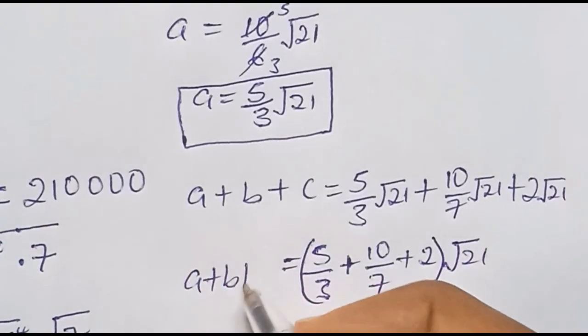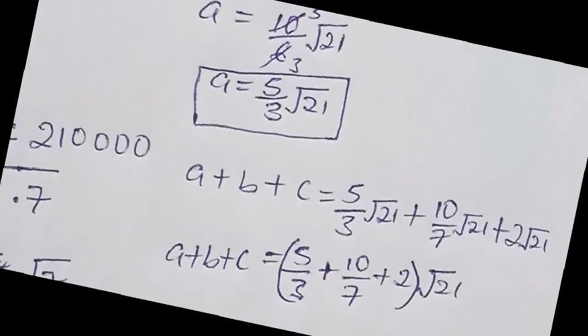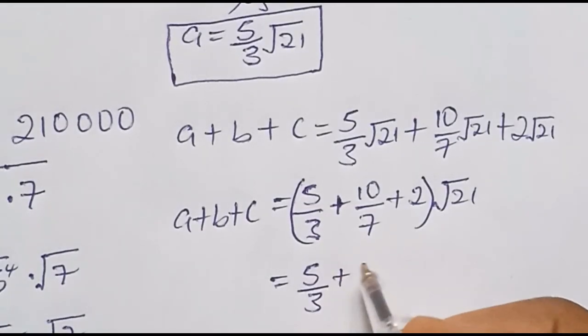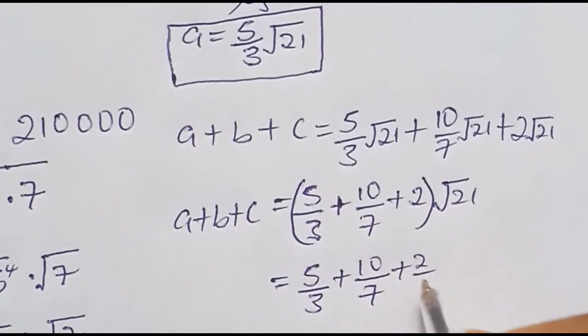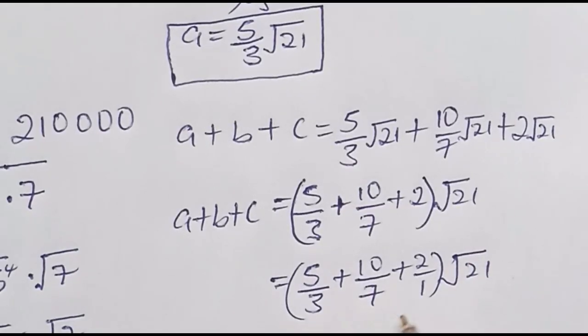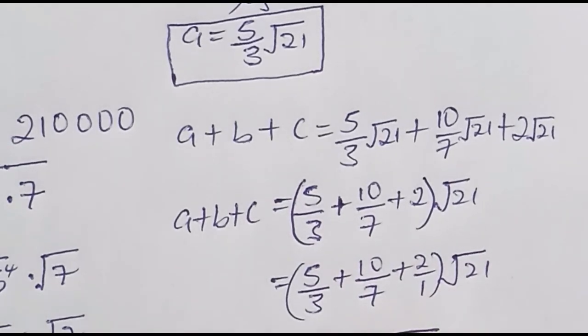A plus B plus C. So if I simplify this, I will have 5/3 plus 10/7 plus 2/1, square root of 21. So this and this multiplied by this, so we have the denominator to be given by 21.